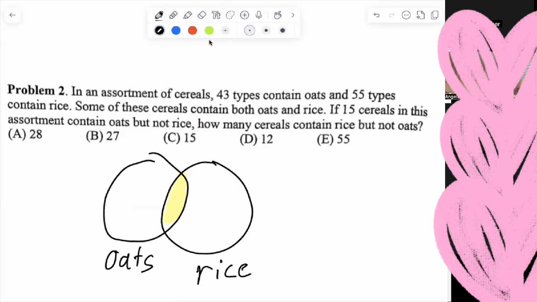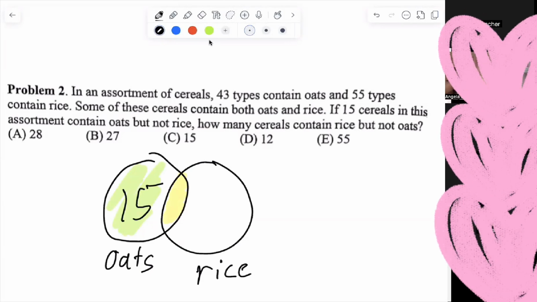So if there's 15, we know that. Call this the green area. Again, a different type though. Green area is 15, which is the oats area, but not including the middle. That is containing oats but not rice. Okay? So that's only oats. This is oats and rice. What we can do is just subtract the 15 from the 43, or 43 minus 15. This gives you 28. 28 in the middle, which contains both oats and rice.